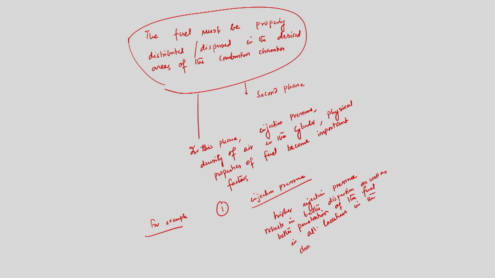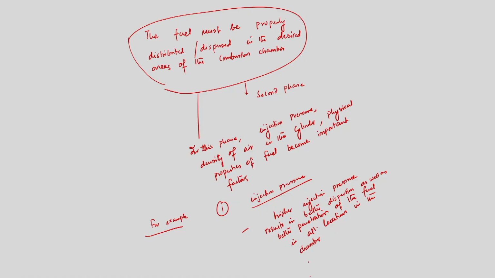We need to ensure that the dispersed or distributed phase is such that the air in the remote corner also will be able to take part in the combustion. Otherwise we would not get higher combustion efficiency. So, this is very important. Not only that, higher injection pressure ensures better penetration of the fuel in all locations in the combustion chamber.